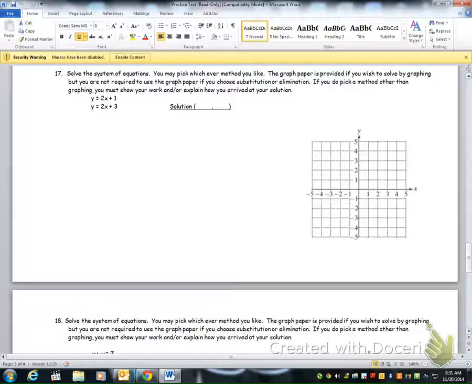So, what method do you want to use? All right, I've got a graphing and I've got a substitution, so let's do both. So first, we're going to solve it using substitution. So I've got y equals that, which means I can replace y in the second equation with that, right? So instead of y equals this, I have 2x plus 1 equals 2x plus 3, right?